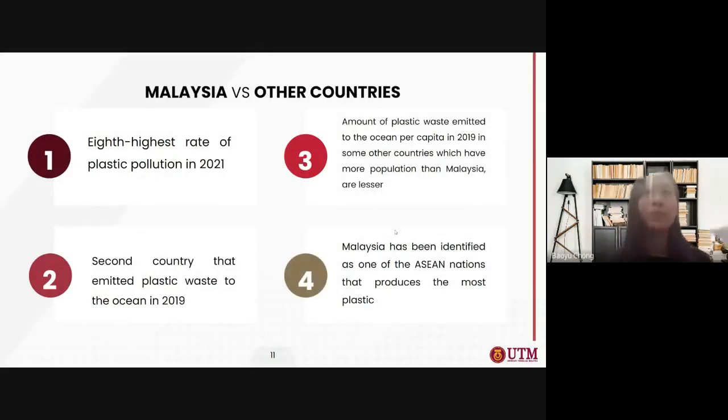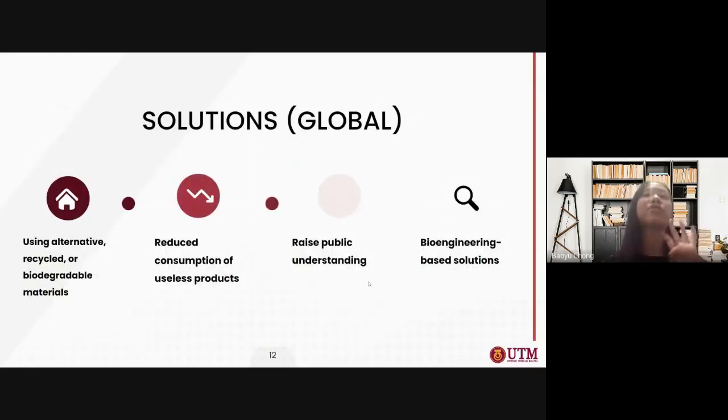Okay, the microplastics pollution in Malaysia compared to other countries. So Malaysia had the 8th highest rate of plastic pollution in 2021 and is the second country that emitted plastic waste to the ocean in 2019, and the first one is the Philippines. The amount of plastic waste emitted to the ocean in 2019 in some other countries which have way more population than Malaysia is lesser. So we have come to a conclusion that Malaysia has been identified as one of the Asian nations that produce the most plastic.